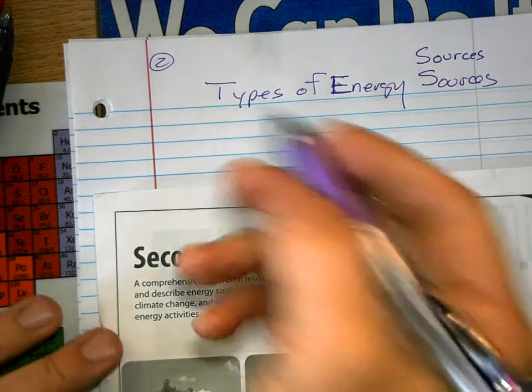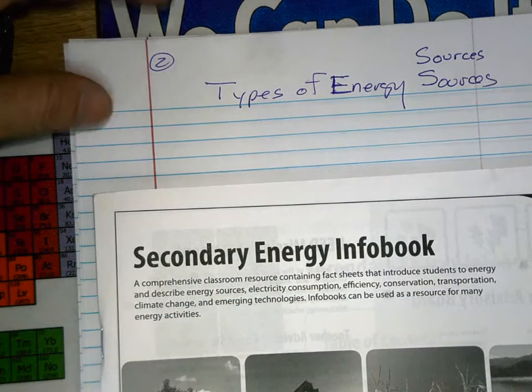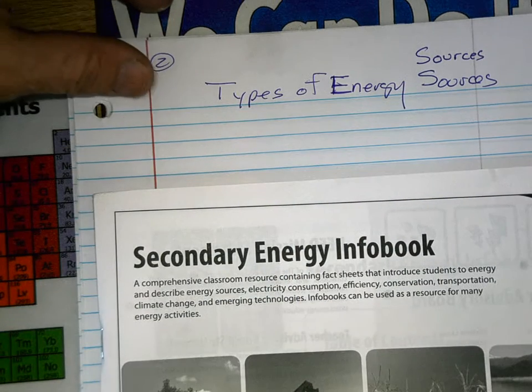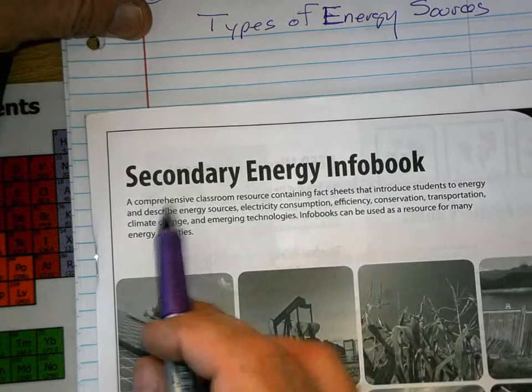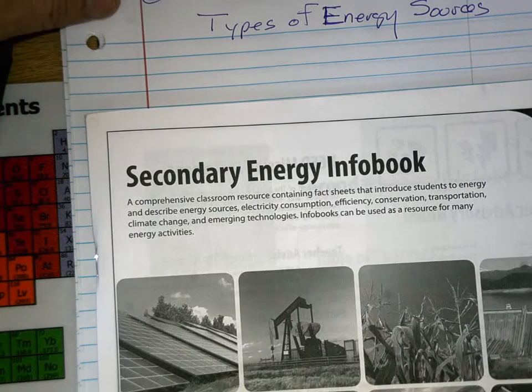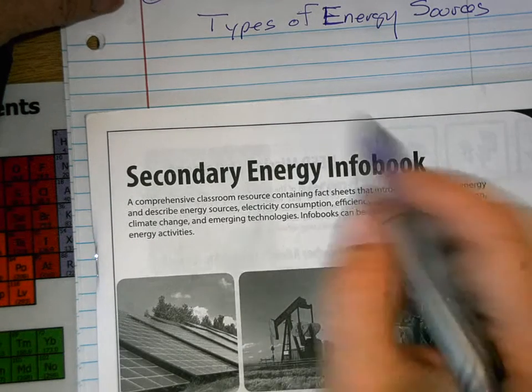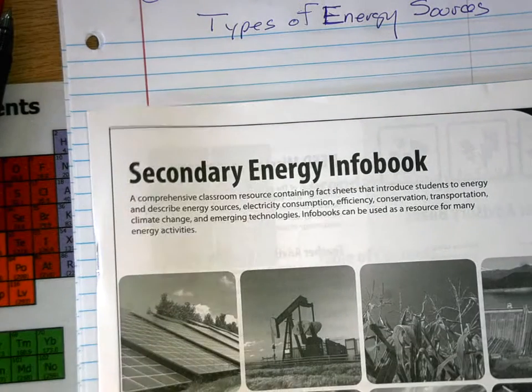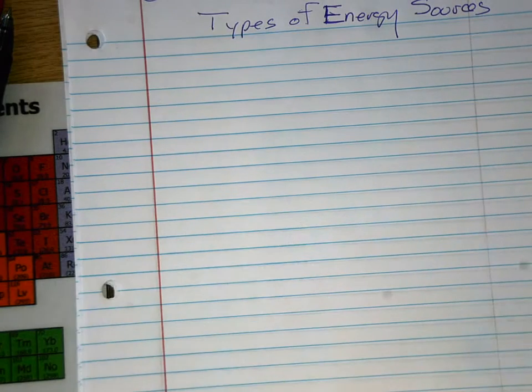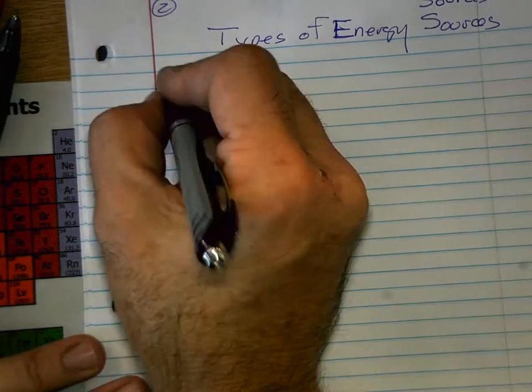In conjunction with this activity, I'm just giving a bare minimum of notes today. Then the students are going to be working in these secondary energy info books, and I'll put a link on the website so that everybody has access to those. So, Roman numeral 1.